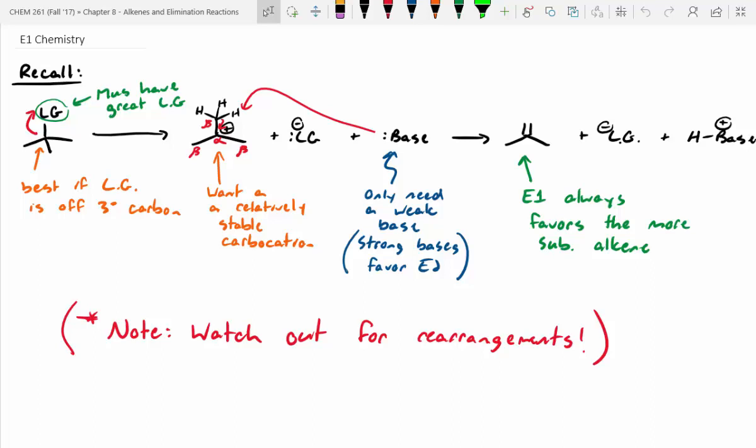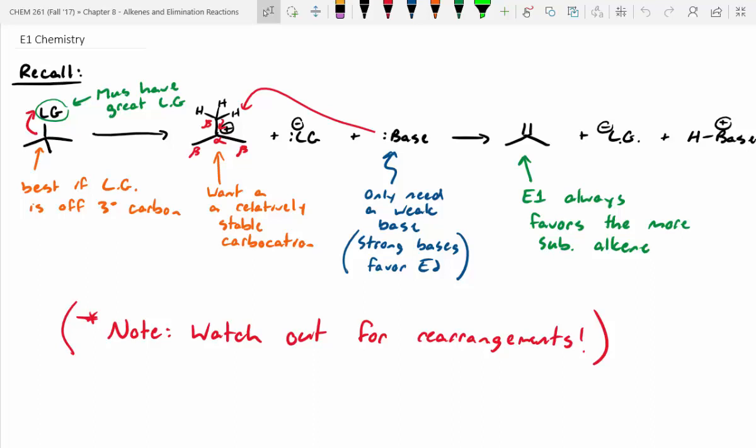All right, so yesterday we finished up talking about E1 chemistry, at least the overview of it. We said when you do E1 chemistry, there's a few things you have to pay attention to. The first is your starting material. You have to have a good leaving group. And after it forms off, you need to form a relatively stable carbocation. Remember, anytime you have a carbocation too, you have to watch out for rearrangements.